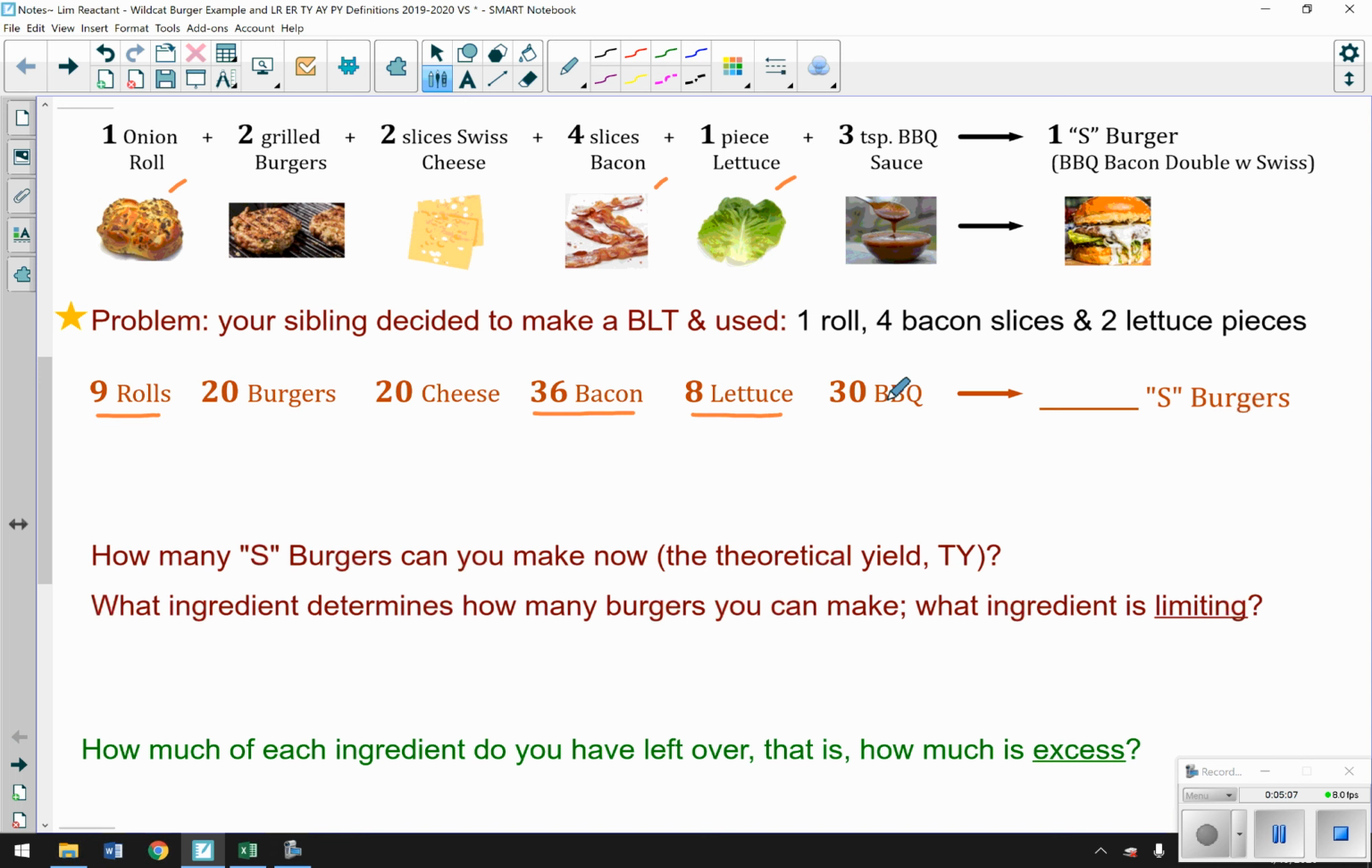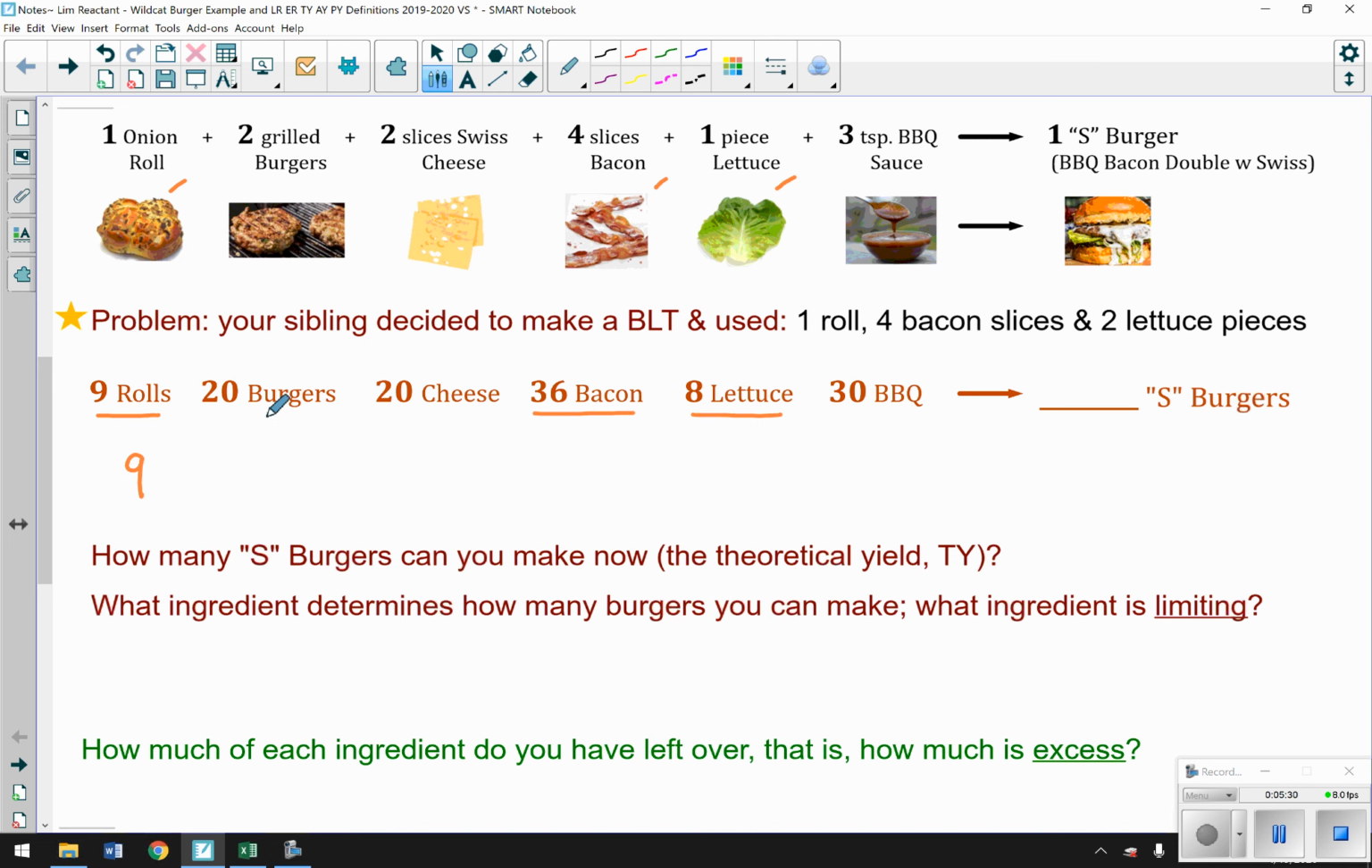You want to figure out how many S-burgers you can make, but you guys know what you have to do. You look at how many you have, and then how many it takes to make the S-burger. And so you have 9 rolls. Based on the fact you have 9 rolls, that could in effect make 9 S-burgers.